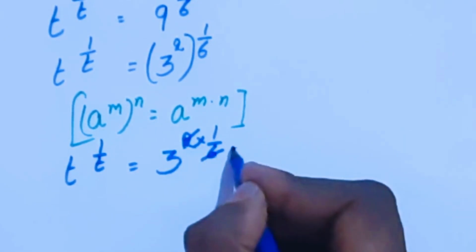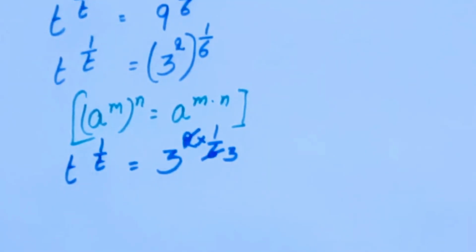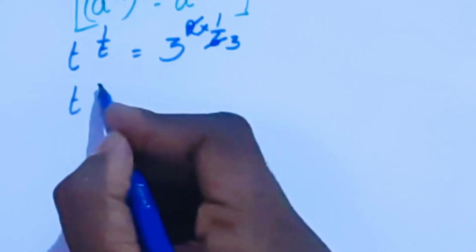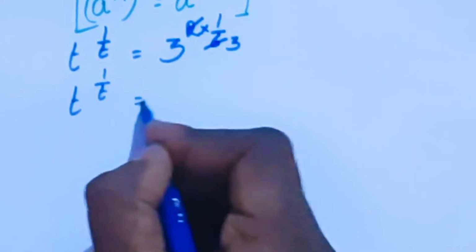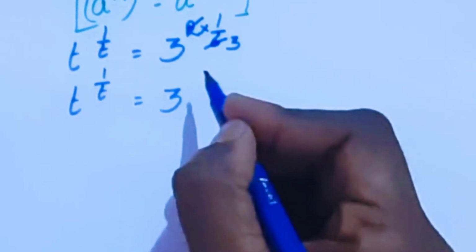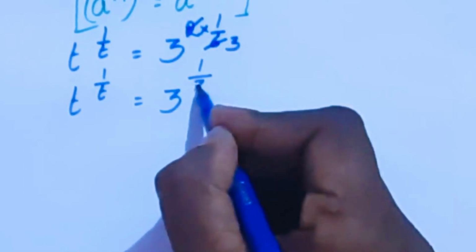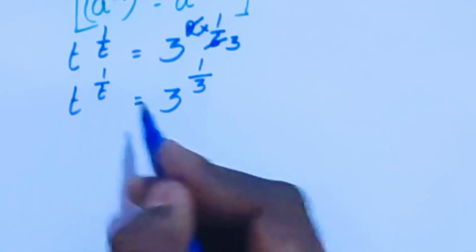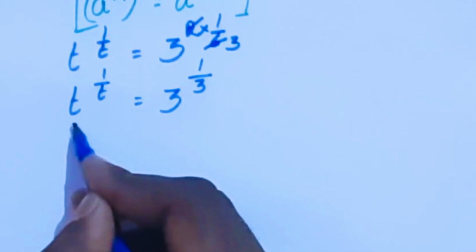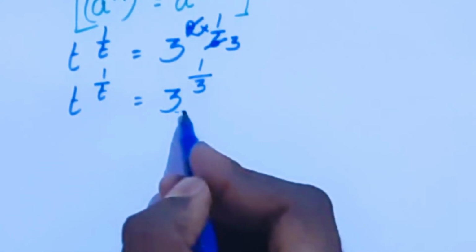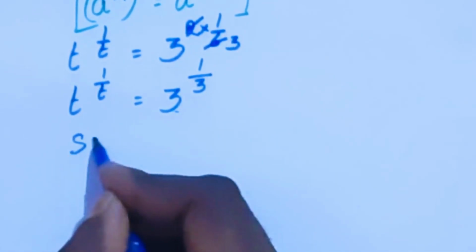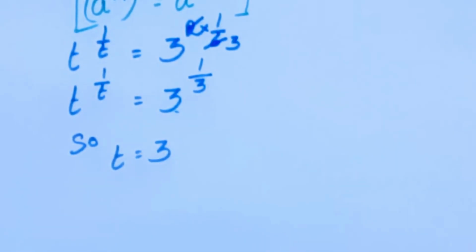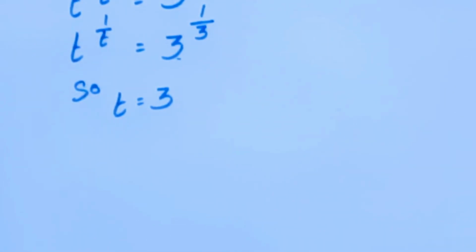This simplifies, we have 3 here. Now t power 1 by t equal to here right hand side 3 power 1 by 3. If you look at this, in power 1 by t, right hand side 1 by 3, base here t, here it is 3. So t equal to 3. Now we are going to verify this.